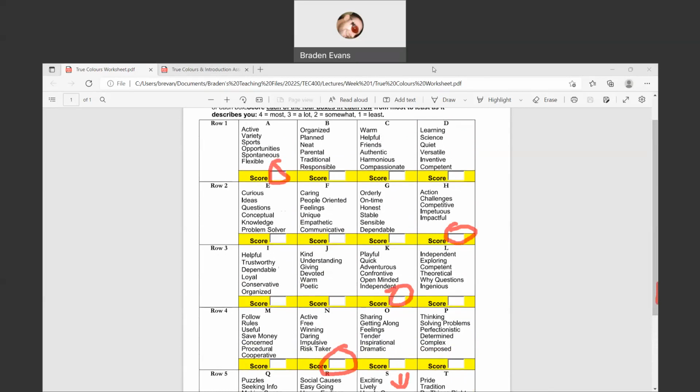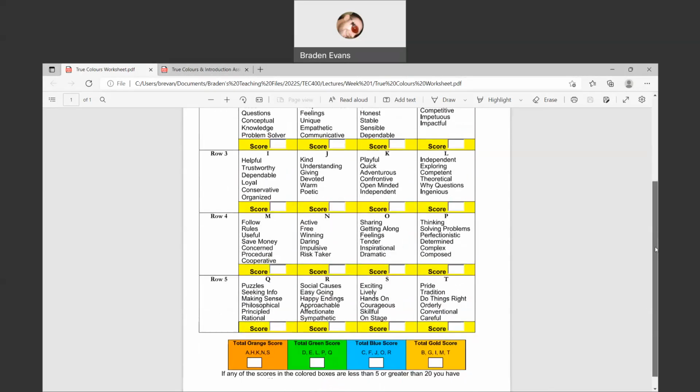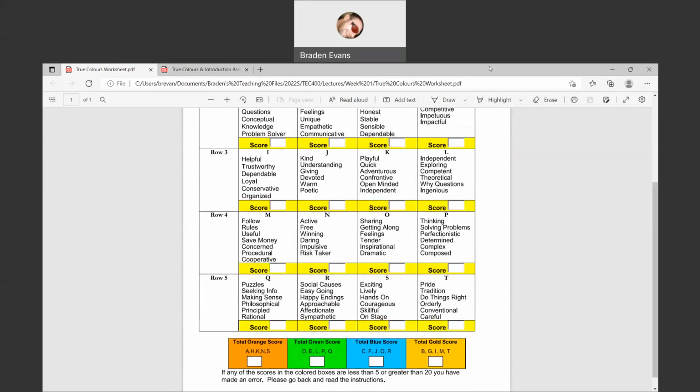I can't scroll it down. Okay, you're going to add up all these boxes here, and write in the total here. Same for green. D, E, L, P, and Q, add them up, put the number here. And whichever one of these 4 categories has the highest number, that is your color.